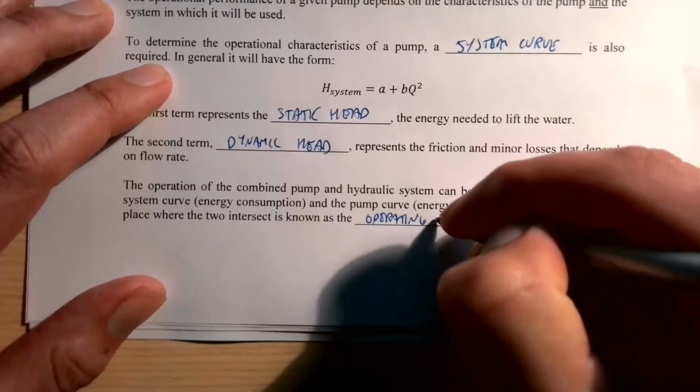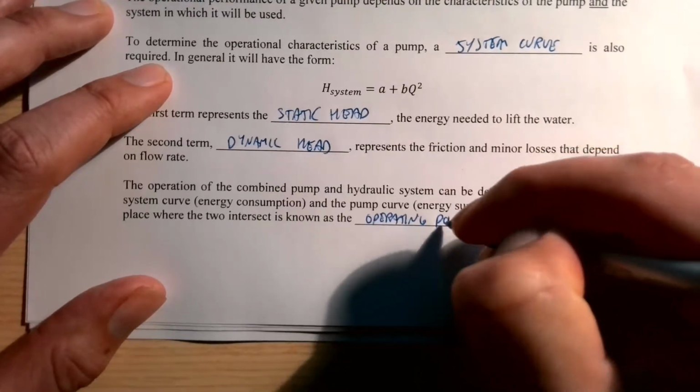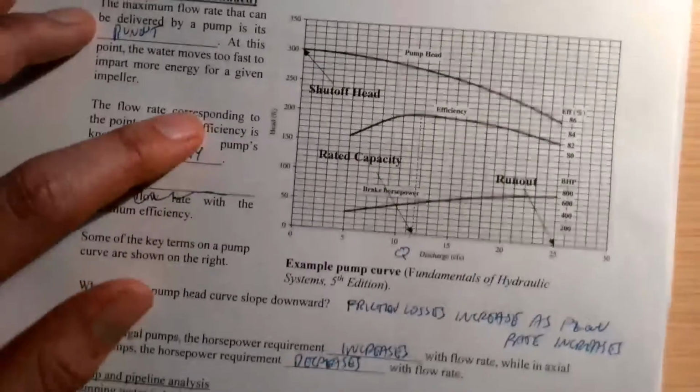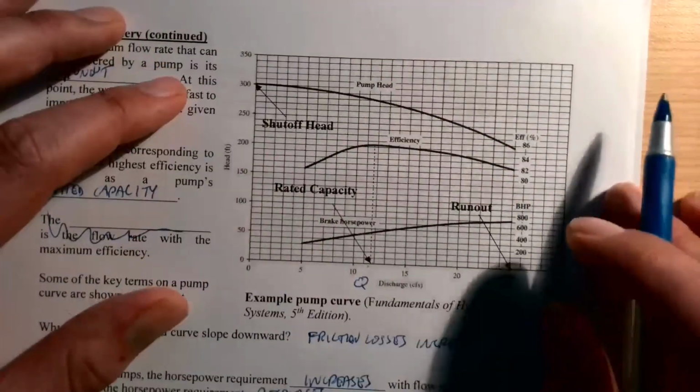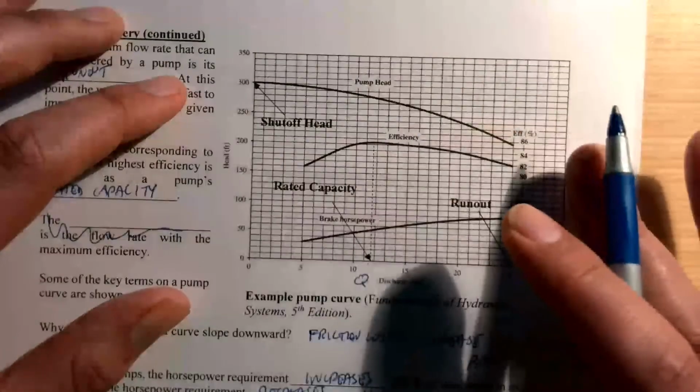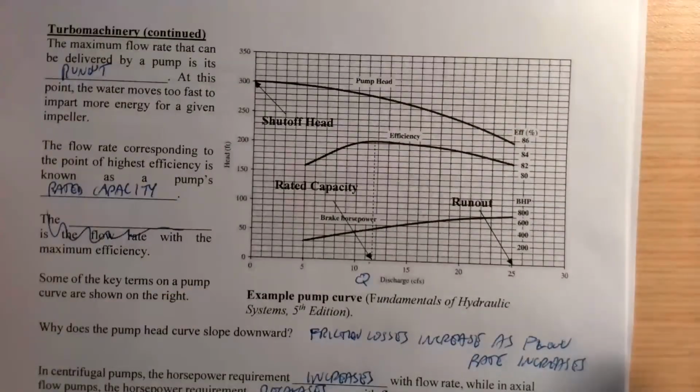Okay, operating point. Typically, we get this pump curve from the manufacturer. So somebody makes a pump and they're going to give us this information. And they're typically going to give you a curve like this. They're not going to give you formulas. So we have to do this. So this is typically done graphically.